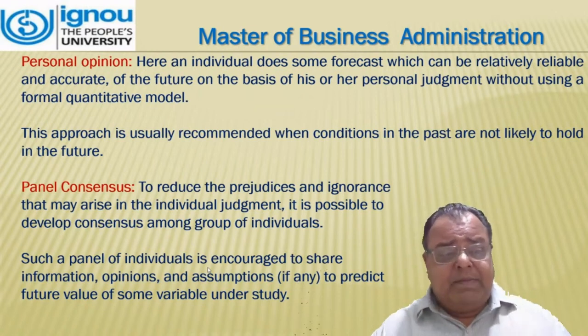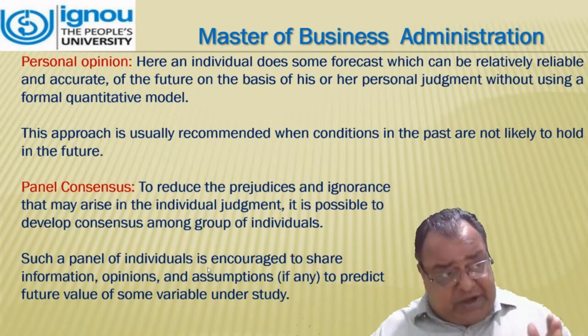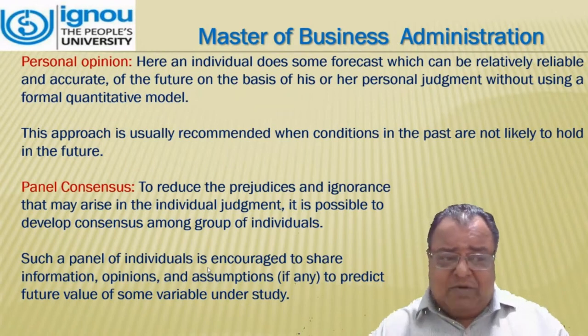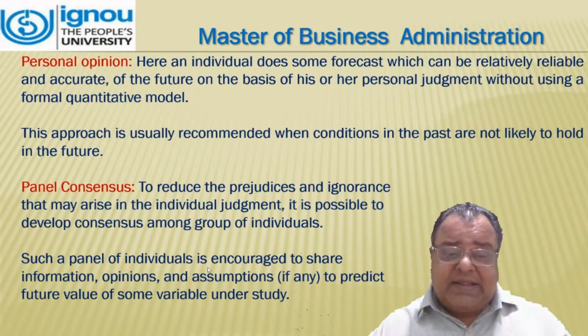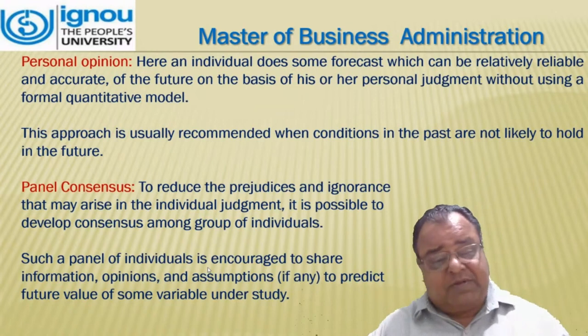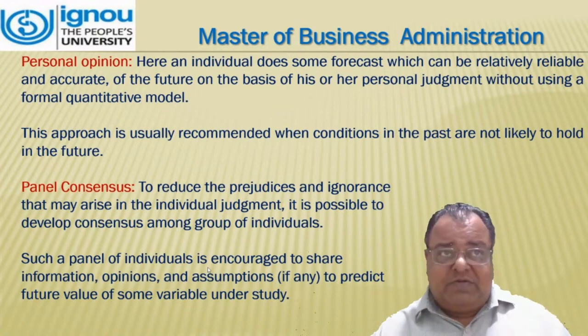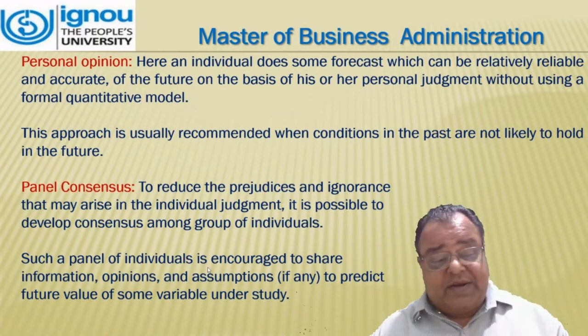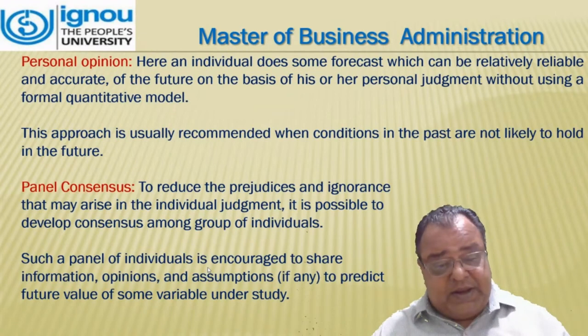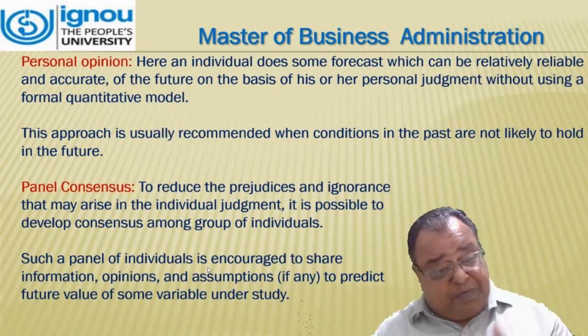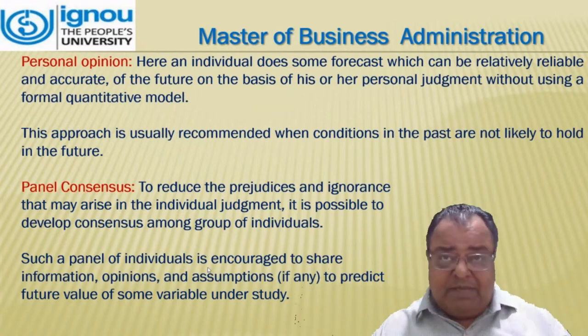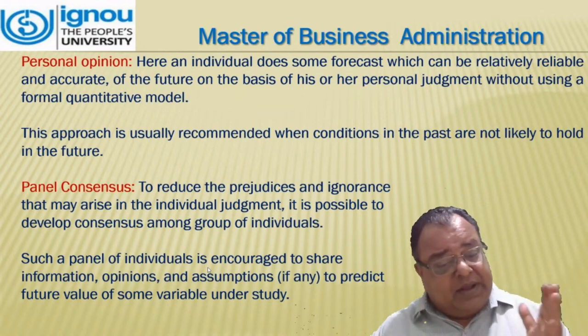Then comes panel consensus. To reduce the prejudice and ignorance that may arise in the individual judgment, it is possible to develop consensus among groups of individuals. Such a panel of individuals is encouraged to share information, opinion, and assumptions to predict future value of some variable understood.